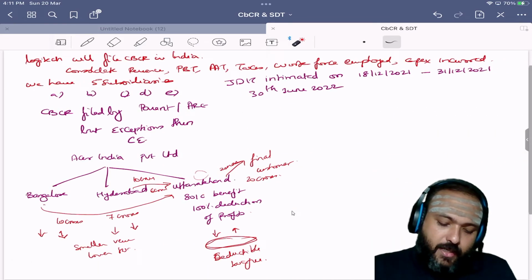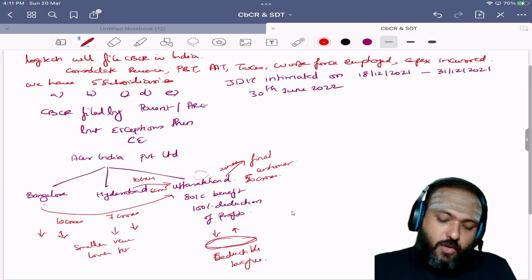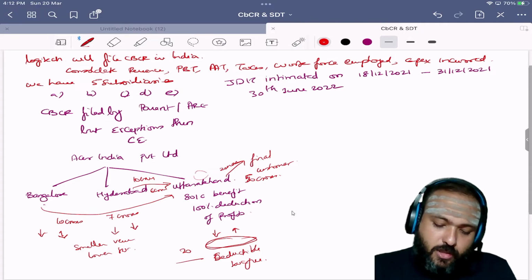So if you can see it in numbers, you will understand it better. So what has happened here? The original purchase price should be 20 crores. Okay. Let us say that he has sold it for 50 crores. Original purchase price should be 20 crores. So 30 crores should be the profit of the Uttarakhand unit.